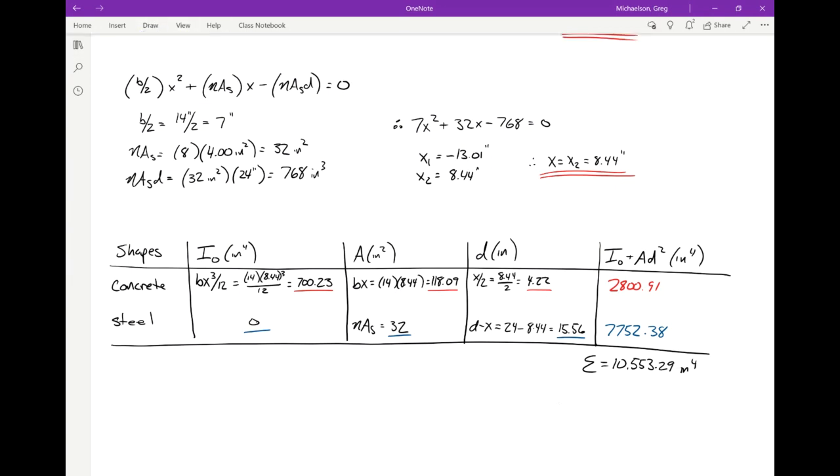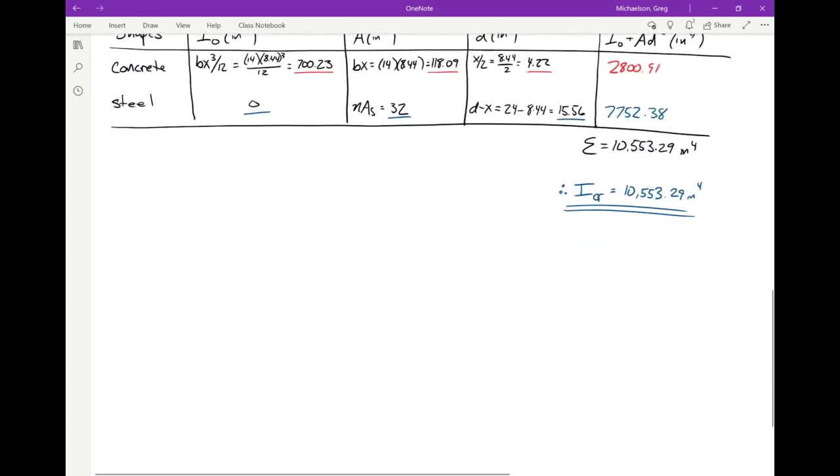So therefore, our cracked moment of inertia is 10,553.29 inches to the fourth. All right. Any questions? Again, I flew through that a little bit, but we've done that before, so I didn't think that would be too bad to go through a little bit expeditiously.